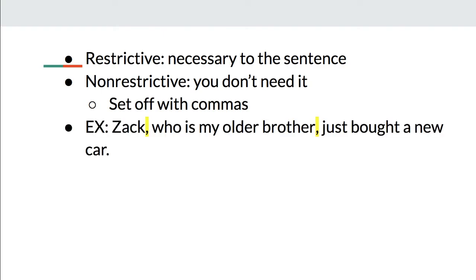And here's an example. Zach, who is my older brother, just bought a new car. So if you took out who is my older brother and read the sentence Zach just bought a new car, it would make sense. So that's why the clause is non-restrictive.